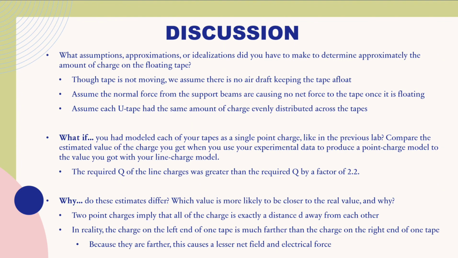As stated before, the required Q of the line charges was greater than the required Q for two-point charges by a factor of 2.2. This is because when there are two-point charges, this implies that all of the charge is at the closest distance possible from each other. In reality, however, this charge is spread out amongst the entire tape, and the charge on one end of the tape is farther from the charge on the other end of the other tape. Because the charges are on average farther away from each other, this causes a lesser net field and electrical force. Thus, the overall charge of the tapes must be greater in order for the net force to equal 0.